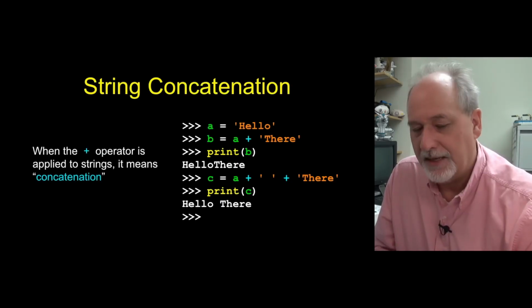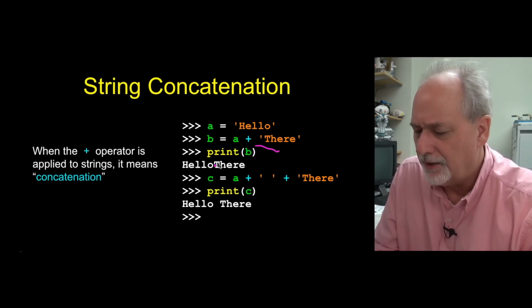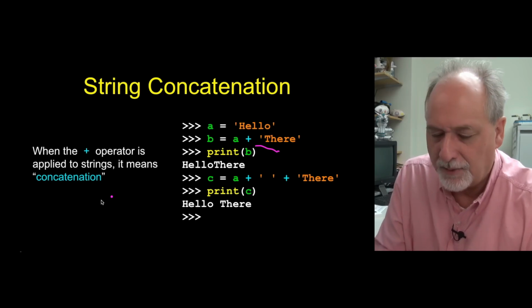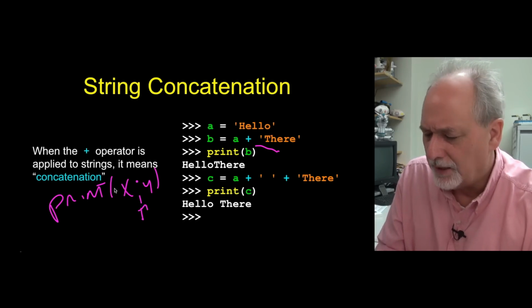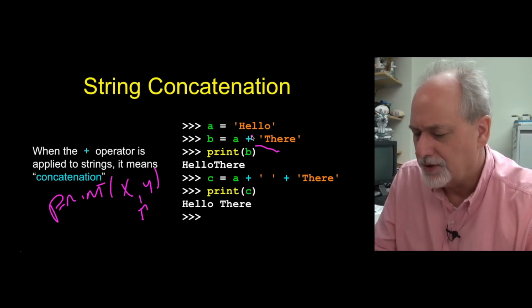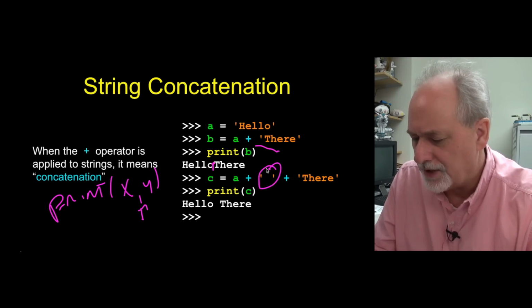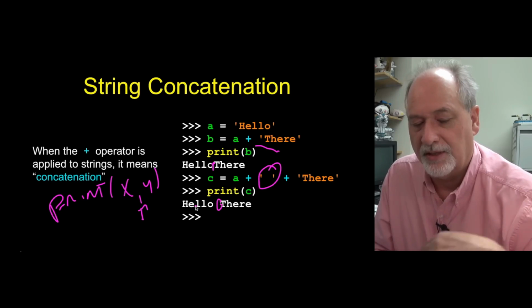We've already been concatenating strings together. We overload the plus operator, and there is no space added. Remember, when you're doing print x comma y, this comma does turn into a space, but that's not what's happening here. There is no automatic space being added, and so we see hello there with no space. If we want to put spaces into strings, we have to concatenate the space explicitly.